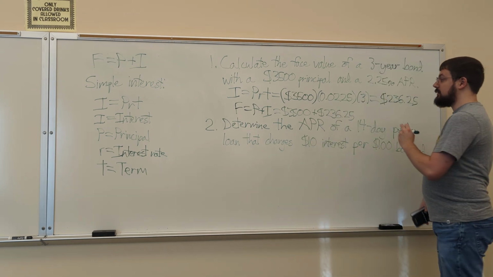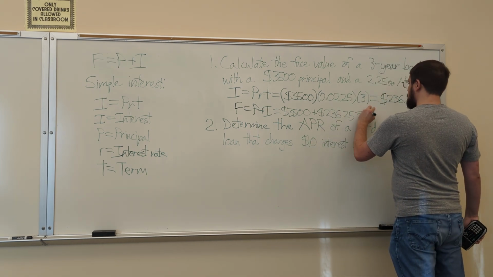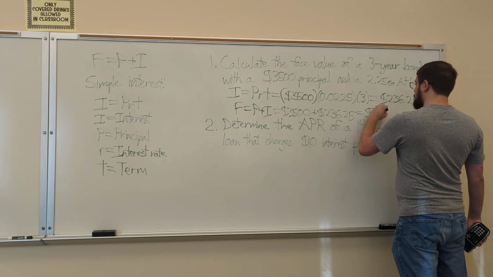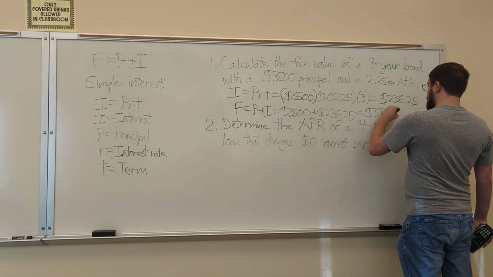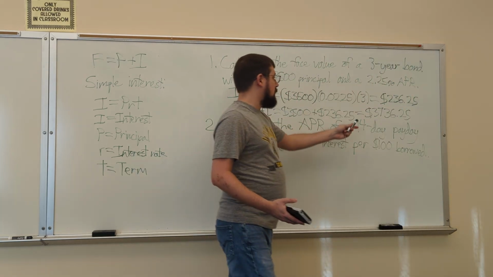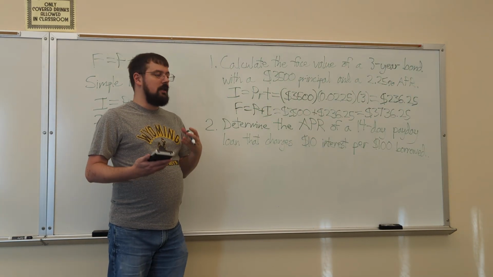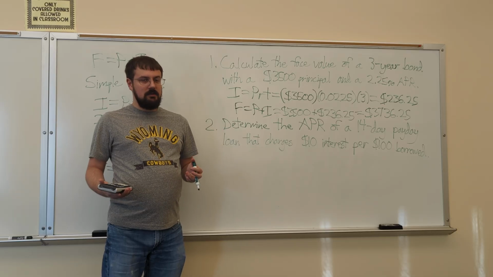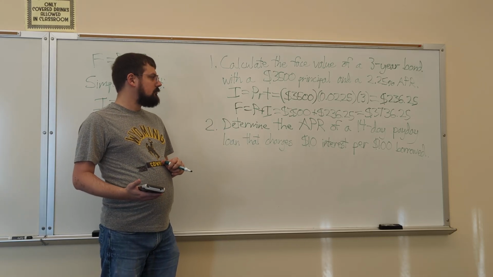So this is going to work out to be $3,736.25. So this is going to be the face value of our bond. This is the final amount that we get back at the end. All right.